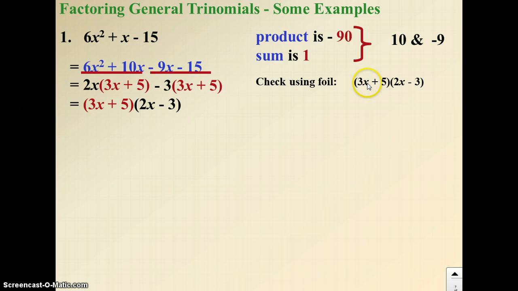If we want to see if we're correct, we could expand this out by foiling. Check it out and make sure that it does work. We get what we started with, 6x squared plus x minus 15.